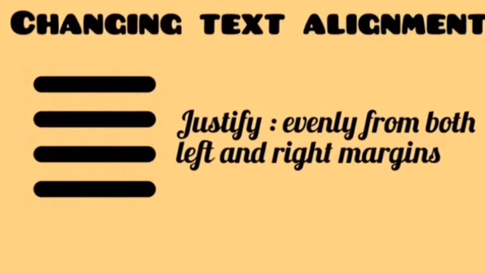This is the justify alignment button. The text will be evenly aligned from both the left and the right margin. All these 4 options are available under the Paragraph group of the Home tab.